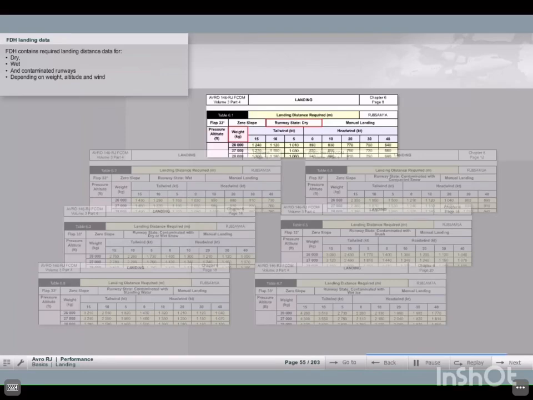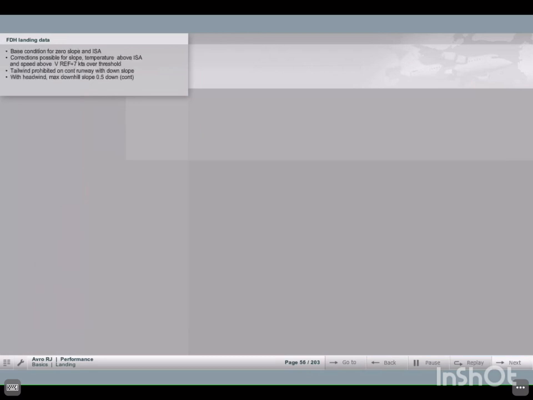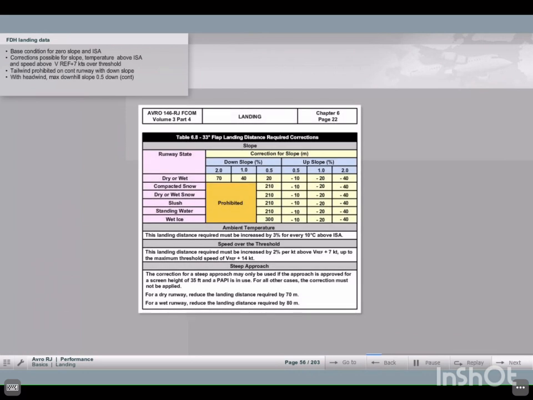Weight, pressure altitude, and head or tailwind component. The base condition is for zero runway slope and ISA temperature, with corrections for runway slope, temperature above ISA, speed above VREF plus 7 knots, and steep approach. Tailwind landings are prohibited on contaminated runways with a downhill slope. With a headwind, the maximum allowable downhill slope is 0.5%.